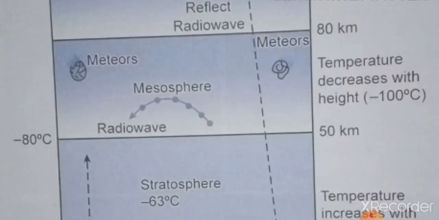Now we have learnt about the troposphere, which is the lowest layer, above that the stratosphere, and the third layer from the Earth's surface is the mesosphere. It extends from around 50 kilometers to 80 kilometers from the Earth's surface. The mesosphere is the coldest atmospheric layer. Its temperature can go below minus 90 degrees Celsius also.